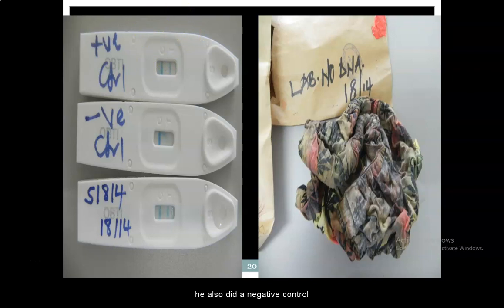He also did a negative control using the reagent blank, also to show that the kit was working to perfection. He now came to apply the sample, the extract of the blood, to the kit. As you can see, the test line showed over here, the control line also showed, meaning a positive result.